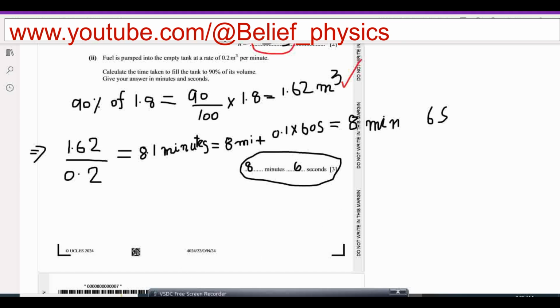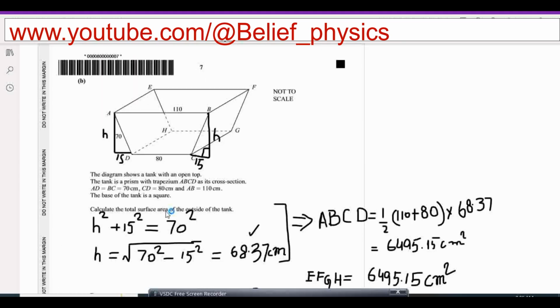Next is, this is the trapezium. Question is, the diagram shows a tank with an open top. Top is open here. The tank is a prism with a trapezium. This is trapezium ABCD, and this is also trapezium EFGH.